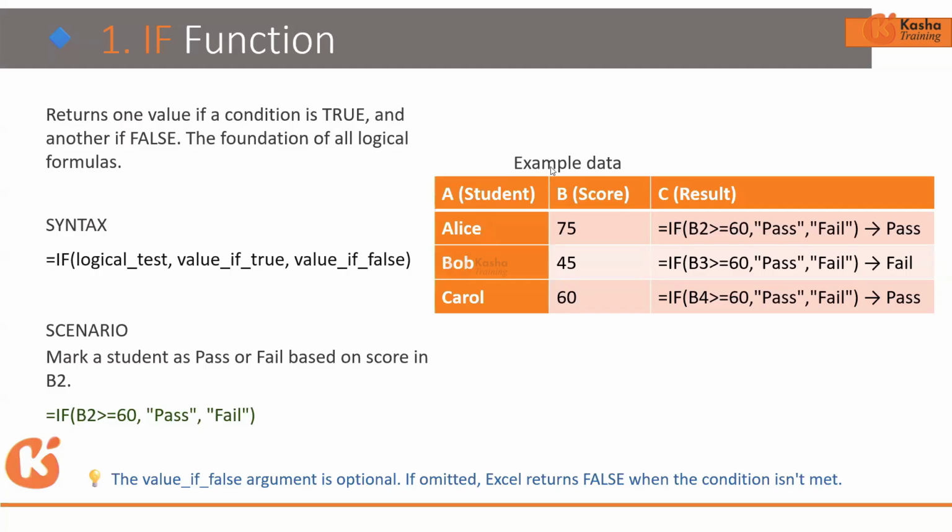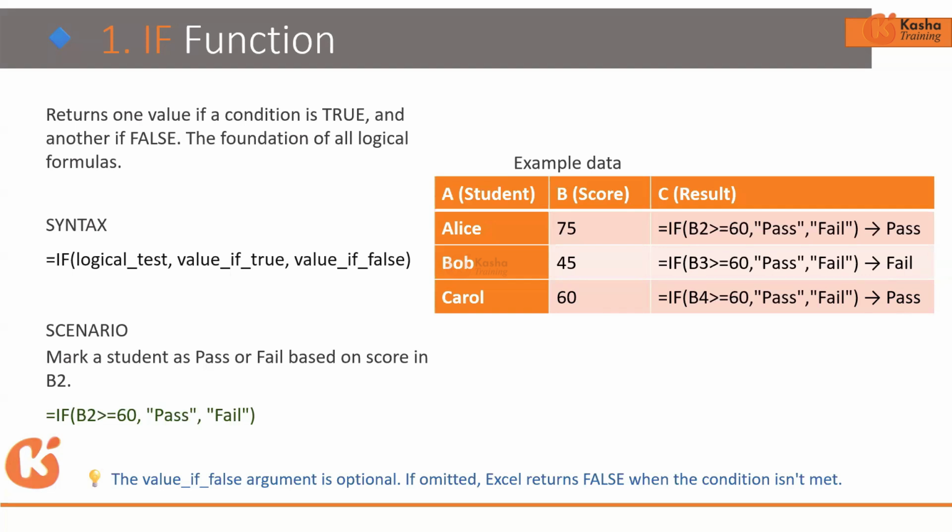Now here you can see you have sample data. You have a student here and here you have a score. Alice has scored more than 75, so obviously this is pass. You can see the result is coming as pass. Bob has scored 45, which is less than 60, so it's a fail. Another one is Carol, you can see it is 60. Obviously it is equal to 60, so again it is pass. So this is what the IF condition is all about.